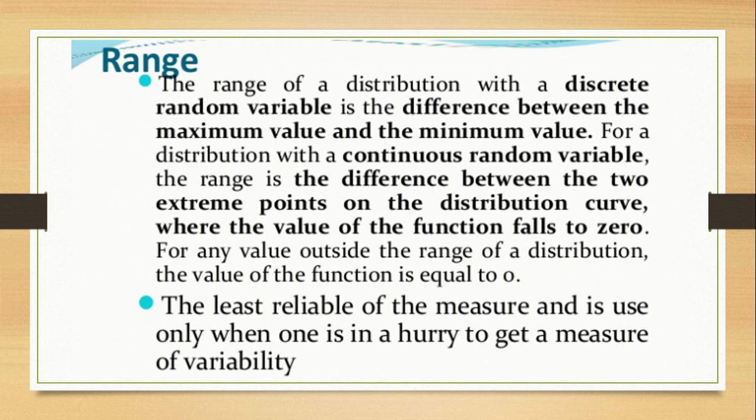Then we have what we call range. So the range of a distribution with a discrete random variable is the difference between the maximum value and the minimum value, meaning the highest value minus the lowest value. So that will be the range. For a distribution with a continuous random variable, the range is the difference between the two extreme points on the distribution curve where the value of the function falls to 0. So for any value outside the range of a distribution, the value of the function is equal to 0.